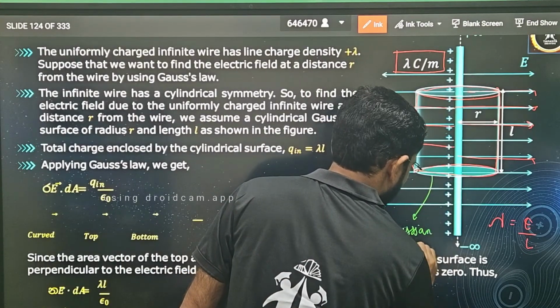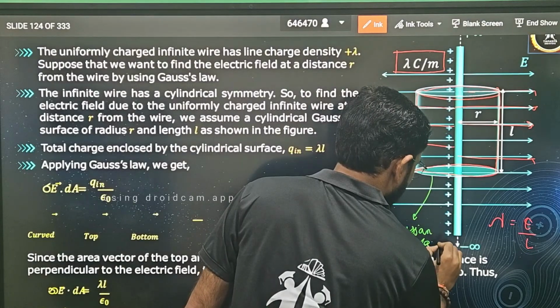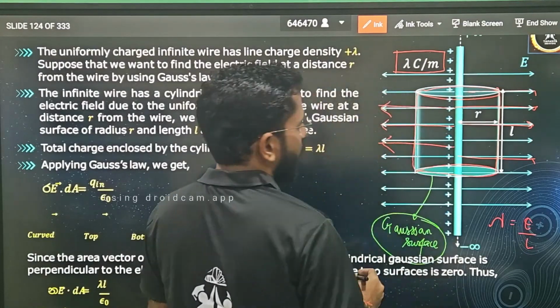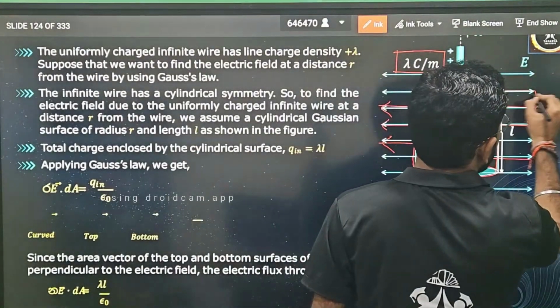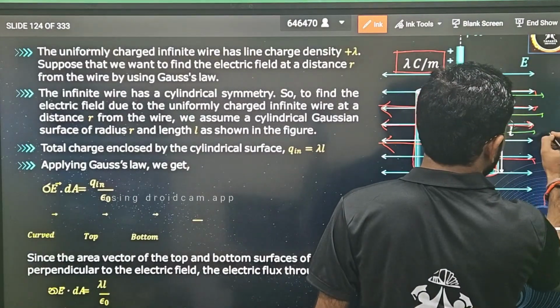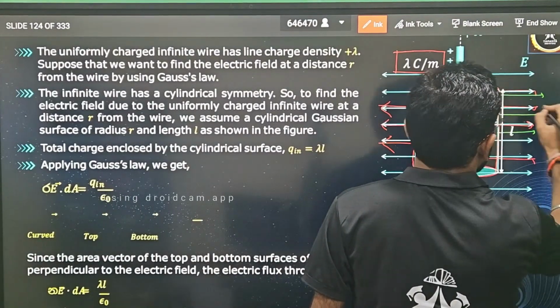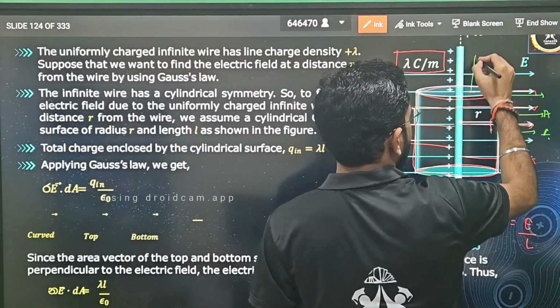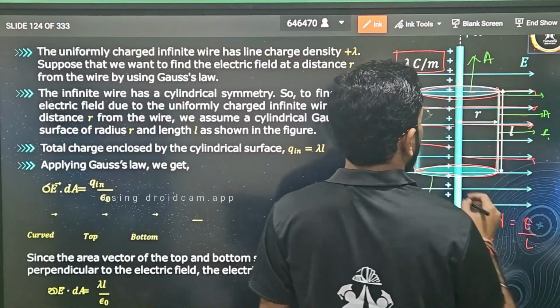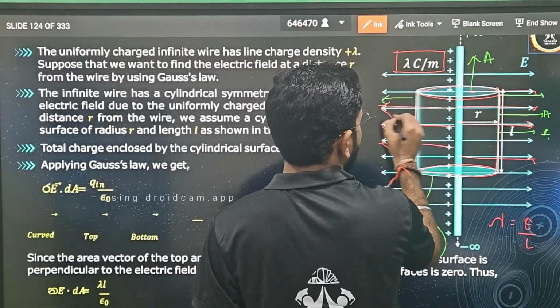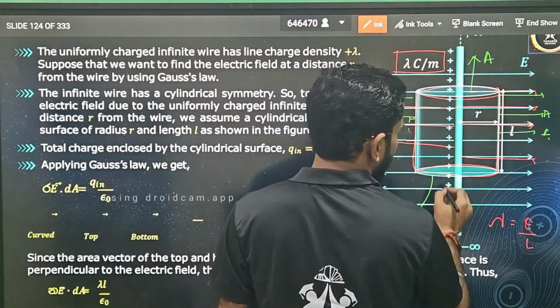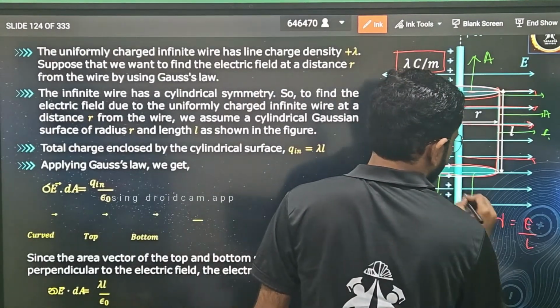This is the Gaussian surface you have made. If I ask you about the area vector, this is the area vector you will say for this surface. For the upper surface, this is the area vector. For this side surface, this is the area vector. The area vector is always perpendicular to the surface. And for the downward surface, this is the area vector.